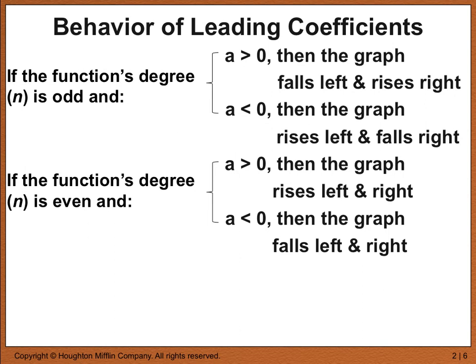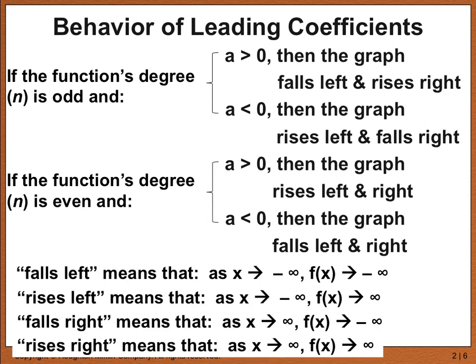Now, when we talk about falling left and rising right, that's a way to describe it in English. But how would we write that in math? Well, that's what I want to go into next. If we translate the words "falls left" into math, then falls left means that as x approaches negative infinity, f of x approaches negative infinity.